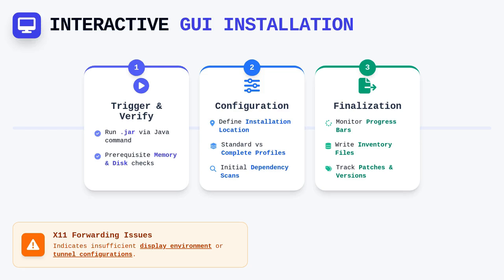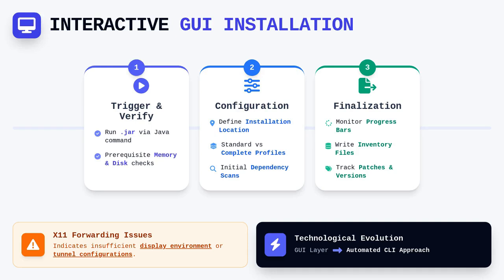If the GUI fails to launch due to an X11 forwarding issue on remote servers, it is a clear indicator that your display environment variables or local tunnel configurations are not sufficient for visual interaction. In such cases, or when security or volume dictates, moving to an automated command line approach is the natural technological evolution.